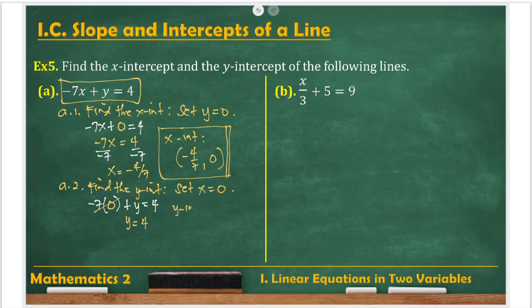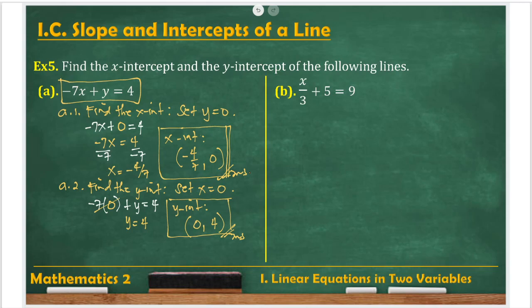Therefore, for the y-intercept, it's now the point with coordinates 0 for x and 4 for y. So this is the y-intercept. Okay, so for the x-intercept, the y-coordinate is always 0. For the y-intercept, the x-coordinate is always equal to 0. So it's like covering the x term. To solve for the y-intercept, just cover the x term, so ang maiwan lang dyan is y equals 4.